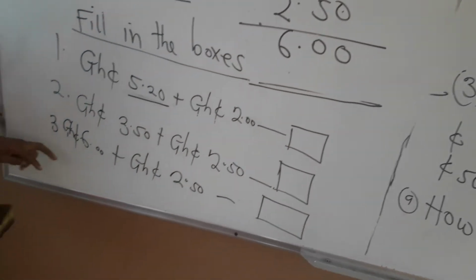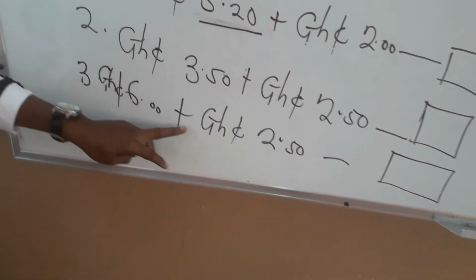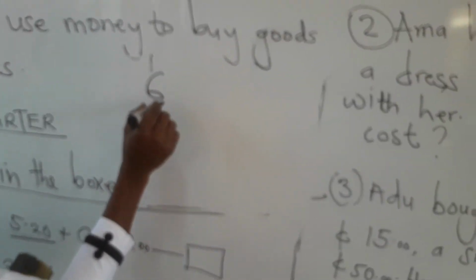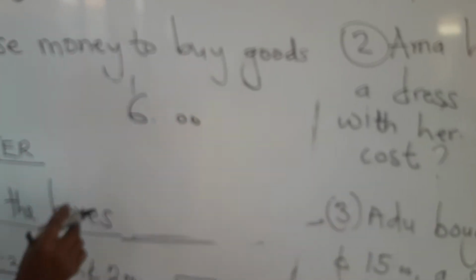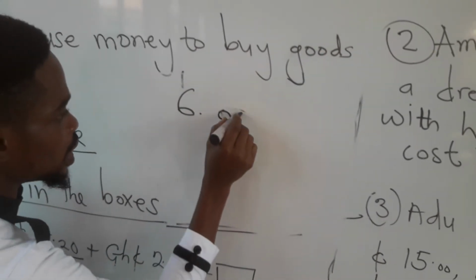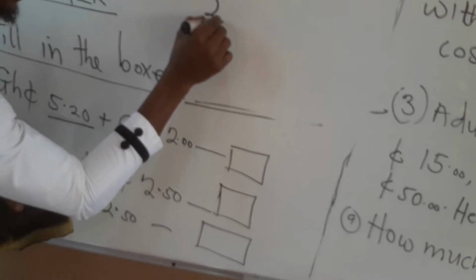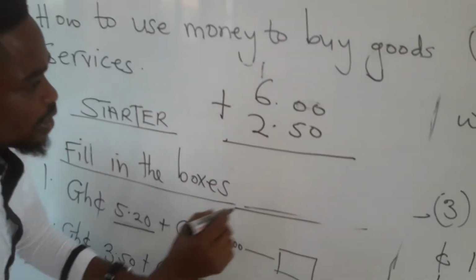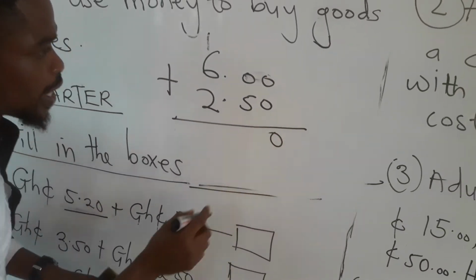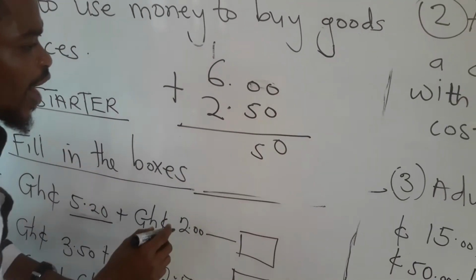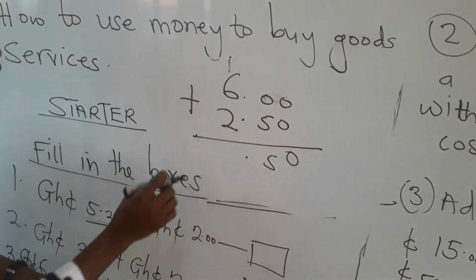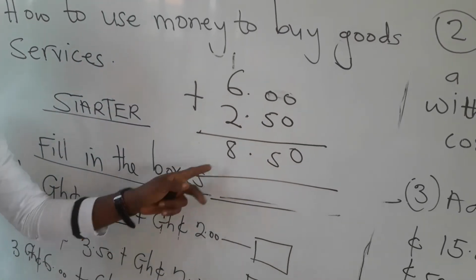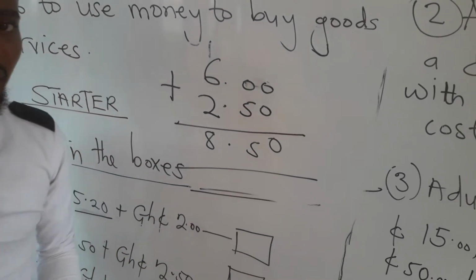The next one is 6 cedis plus 2 cedis, 50 pesos. So we have 6 cedis, and you write the 2 zeros here. Then you write 2 cedis, 50 pesos. Then you add: 0 plus 0 gives 0, 0 plus 5 gives 5. Then you bring the point here. 6 plus 2 gives 8. So we have 8 cedis, 50 pesos.